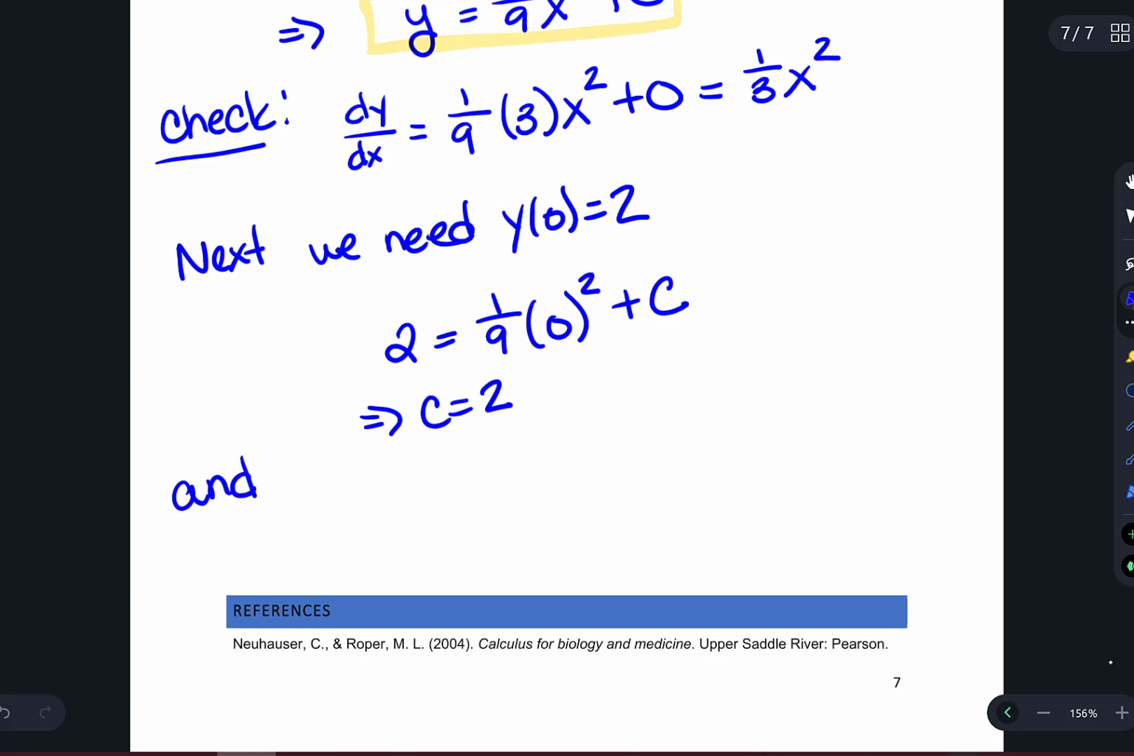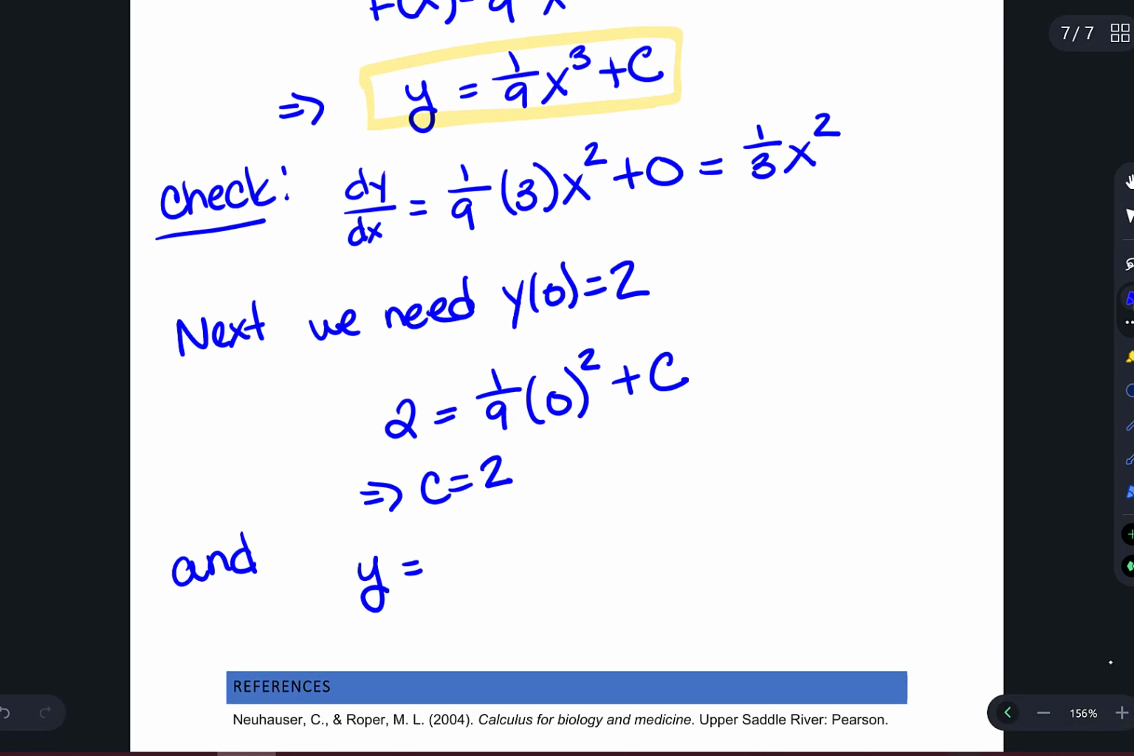And the solution for our initial value problem is that y is equal to 1/9 x cubed, but now instead of plus c, we're going to have plus 2. So again, the general solutions will have the c. The initial value problems are where we're actually finding a specific value for c. And so for initial value problems, you're just going to do one more step.